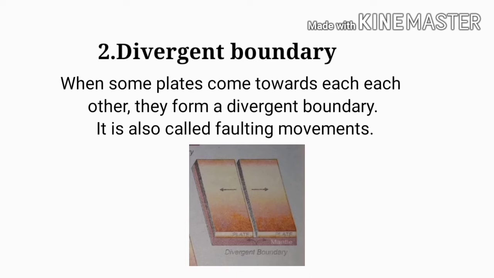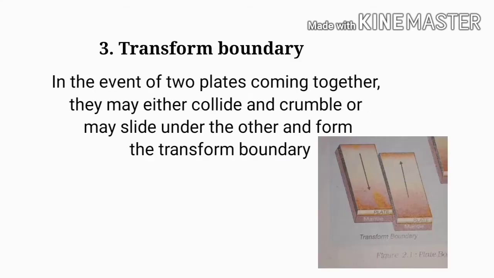Second one, divergent boundary. When some plates move away from each other, they form a divergent boundary. It is also called faulting movements. Can you see the figure? Third one, transform boundary. In the event of 2 plates coming together, they may either collide and crumble or may slide under the other and form the transform boundary. Look at the figure.